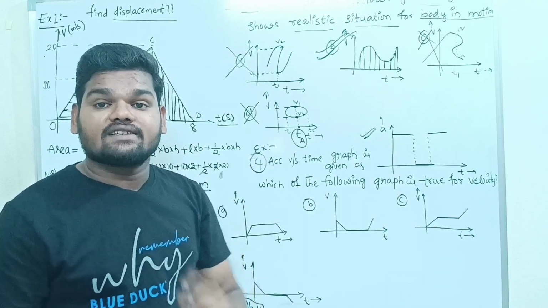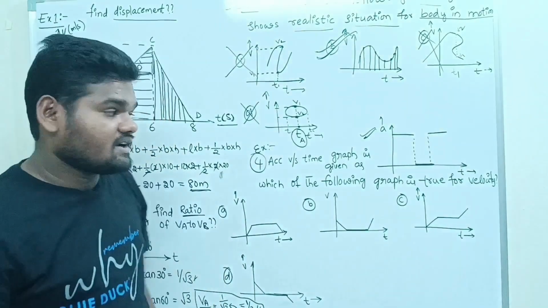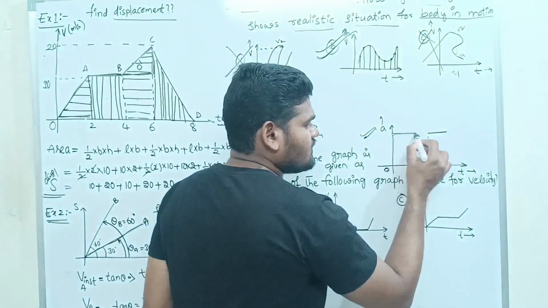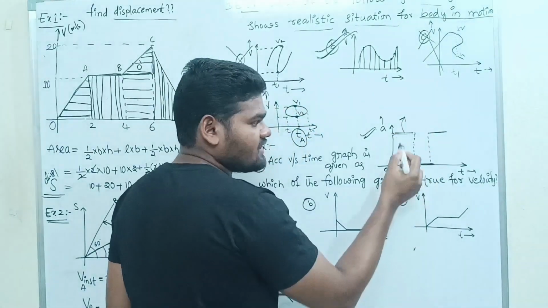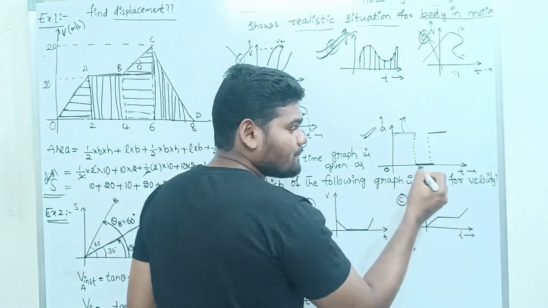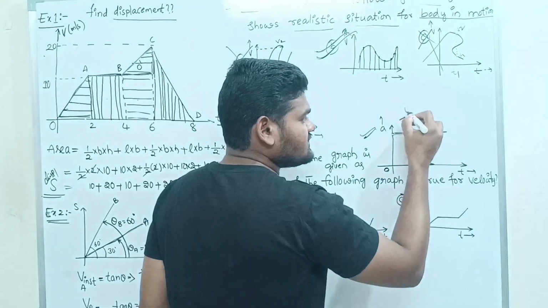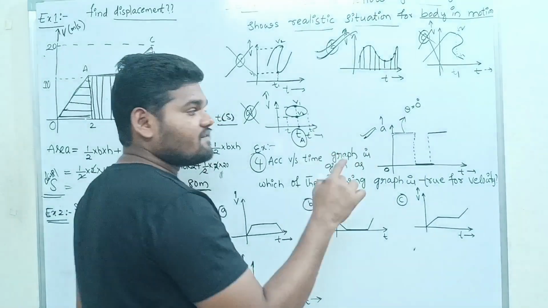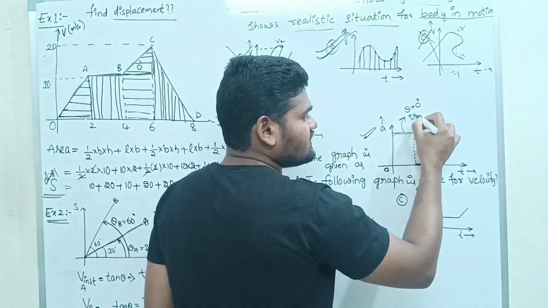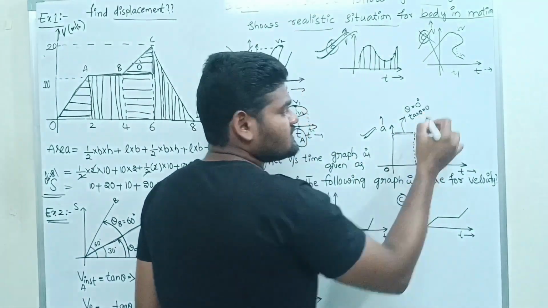Change in velocity. Is it clear? Right. So let us see the slope. This slope is what? This is parallel to the positive x-axis. Then angle theta is equal to how much? 0 degrees. So if angle theta is equal to 0, then tan theta is equal to 0.